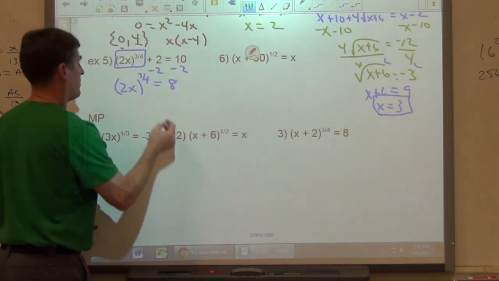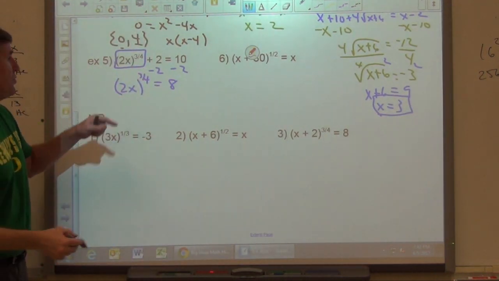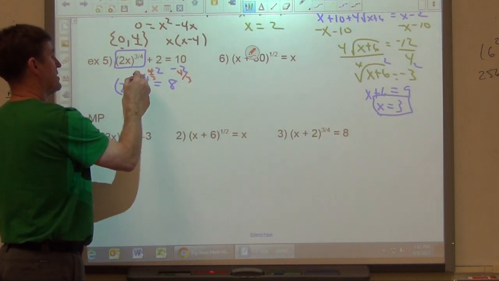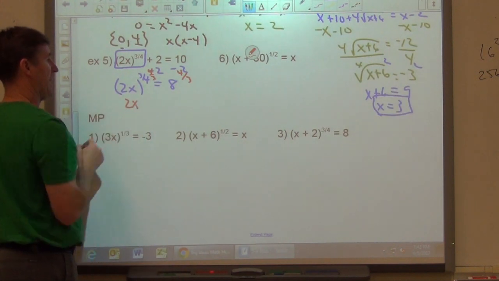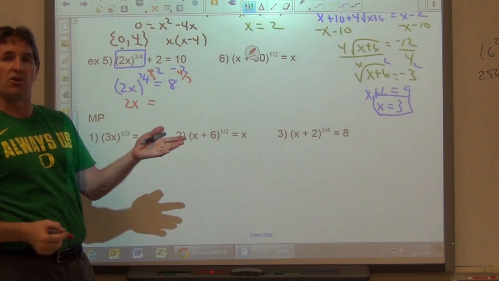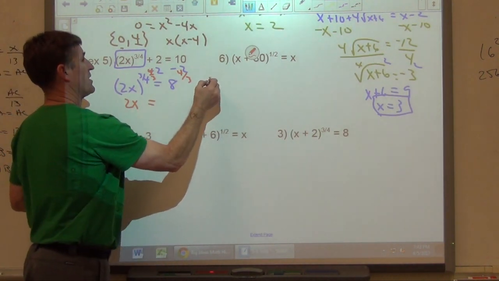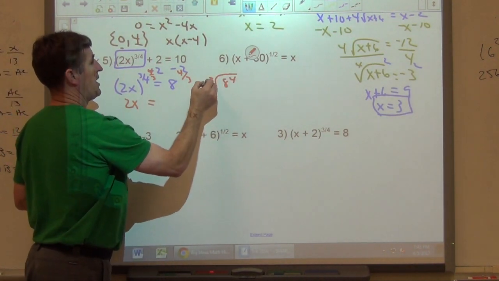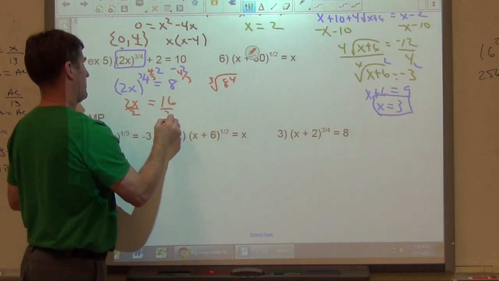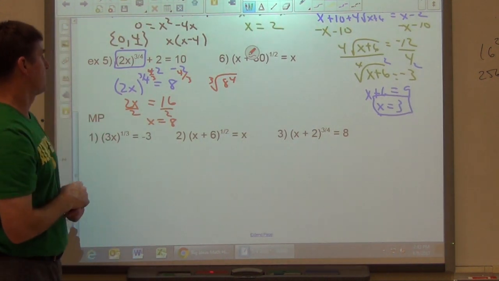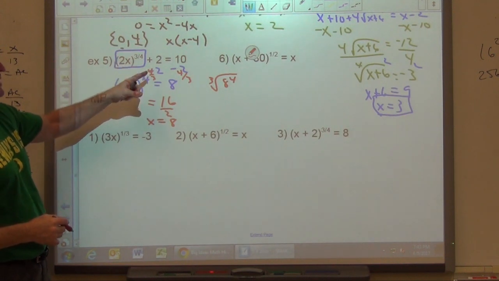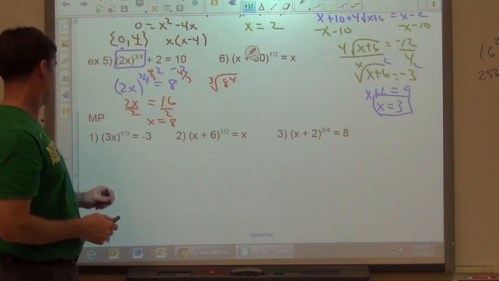And then what you do to get rid of this 3/4 power is you do the reciprocal power, 4/3. Because the 3's cancel, the 4's cancel, so we get 2x. And then we're doing 8 to the 4/3. Now you can do this on the calculator, or remember, this is the same thing as writing it this way. The cube root of 8 is 2, and 2 to the 4th is 16. Divide by 2, and you get x equals 8. Check it, that would be 16. The 4th root of 16 is 2, 2 to the 3rd is 8, plus 2 is 10, and it checks.